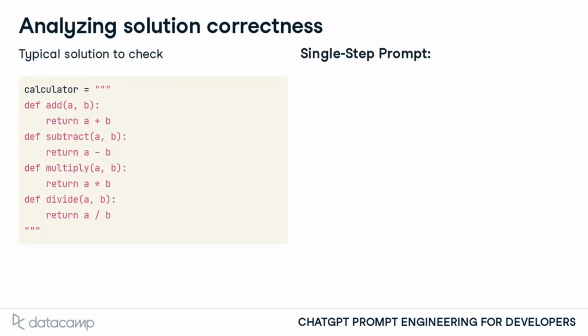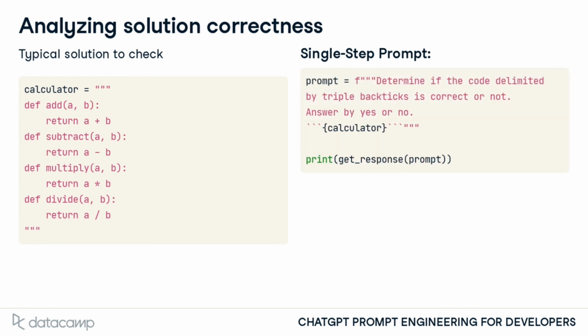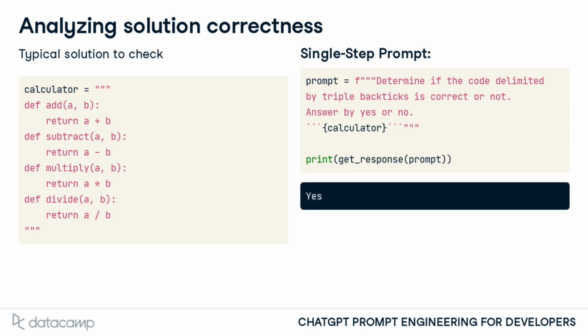Here, the calculator string contains the file's content we want to verify. It includes functions that accept two numbers as input and perform addition, subtraction, multiplication, or division, returning the results. As a starting point, we may start with a single-step prompt asking the model to assess the code's correctness. However, a simple yes doesn't explain the evaluation. We may need specific criteria or domain knowledge to refine the evaluation.